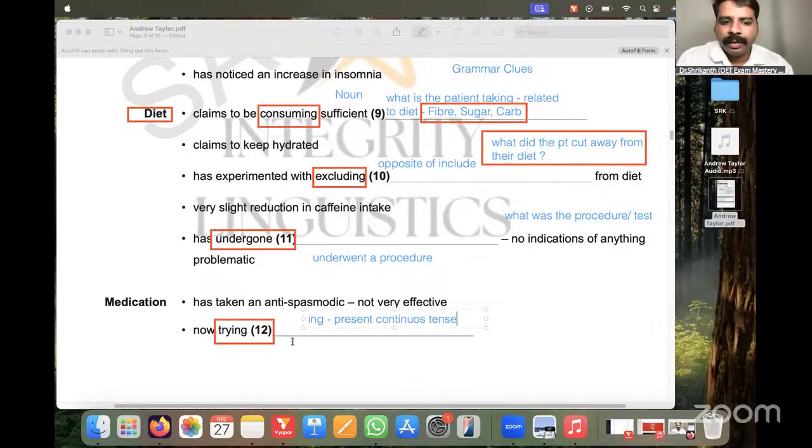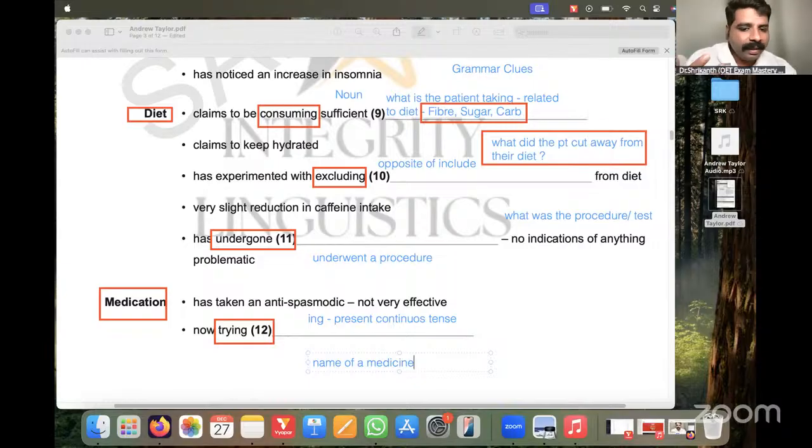Right, present continuous tense over here. And here the answer is related to medication. So you can say the answer is going to be the name of a medicine or medication, right? And the patient is presently, okay? It is present tense over here, right? Presently using that medication. And your duty is to find out what exactly is that medication the patient is using over here.